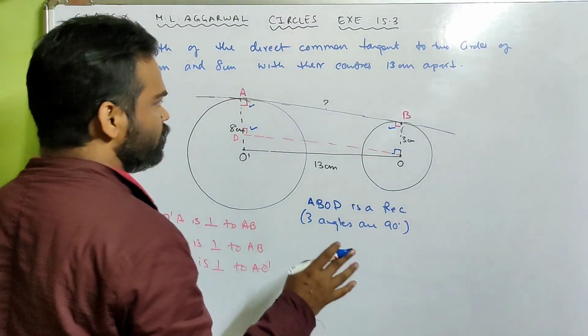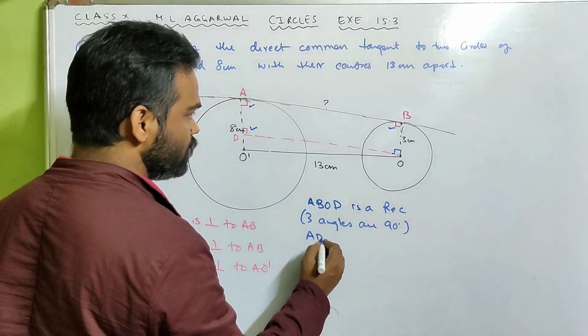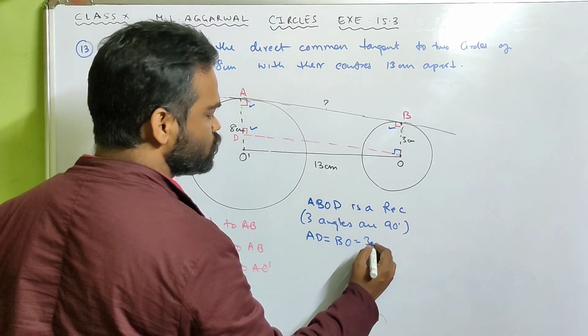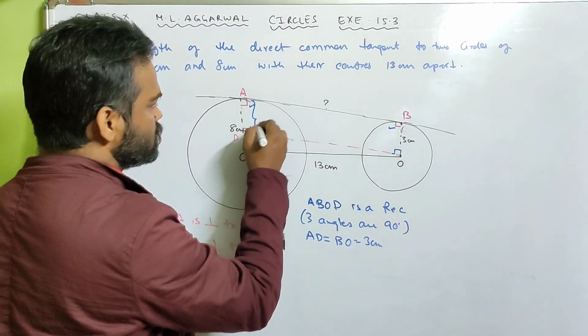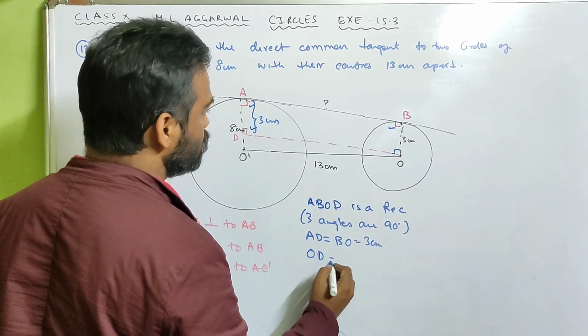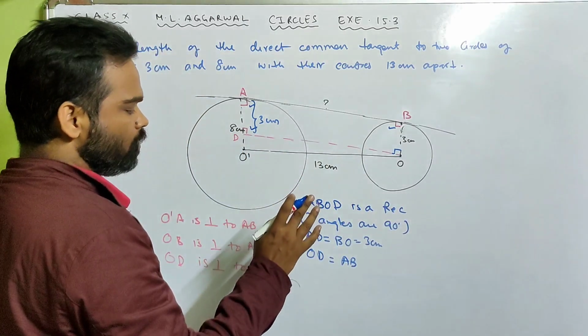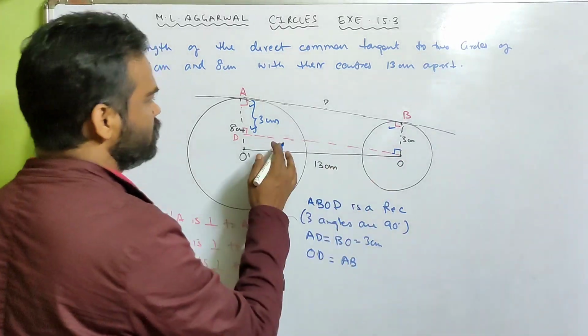So in a quadrilateral, if three angles are 90 degree, we can say it's a rectangle. Yes or no? Which means the opposite sides will be equal. So AD will be equal to BO, which is 3 centimeter. So this is 3 centimeter. OD will be equal to AB. We don't know the length of OD.